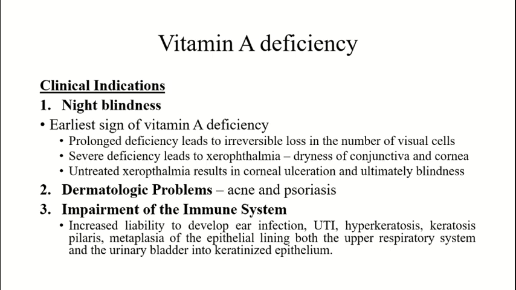As mentioned previously, vitamin A plays a vital role in the immune system. Deficiency in this vitamin increases the risk of developing an ear infection, UTI, hyperkeratosis, and several other complications. Now, while the slide is not here, I would like to add that the population with high consumption of beta-carotene shows decreased incidence of heart disease and lung and skin cancer. The protective effect may be due to antioxidant properties as well as enhancement of the immune function.